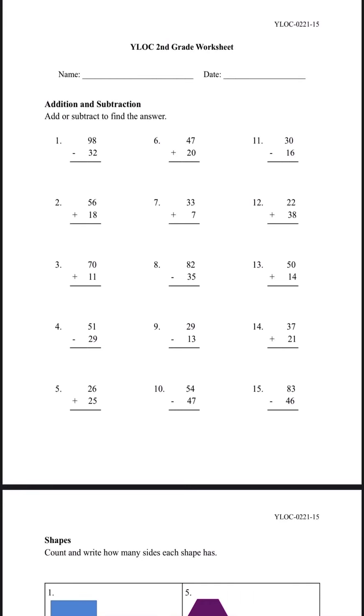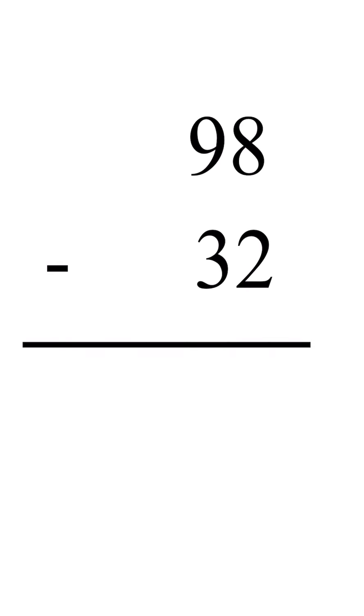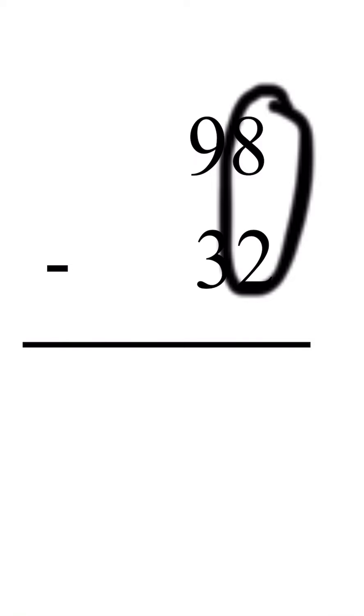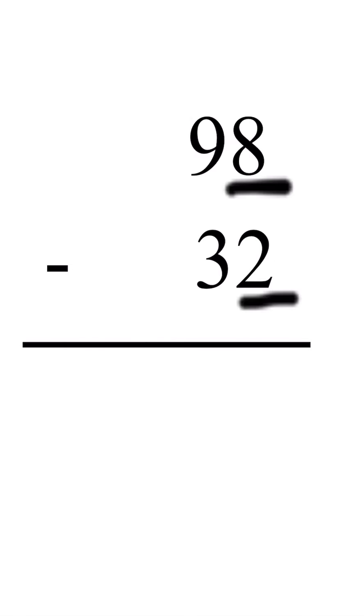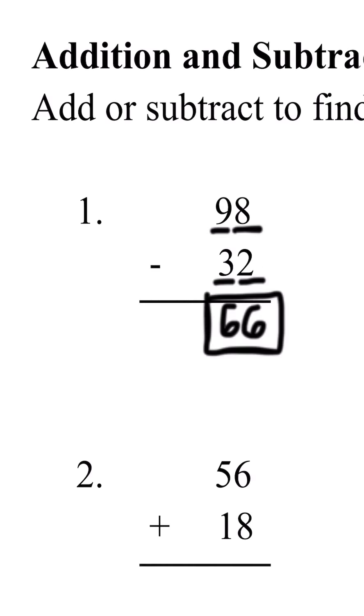Hello, today we are going to work on lesson 15 and we are going to first add or subtract to find the numbers. Let's look at number 1. For number 1, we need to subtract 32 from 98, and for these kind of problems we always need to look at the ones place and then look at the tens place. So 8 minus 2 is 6. 9 minus 3 is also 6, so 66 is the answer for number 1.